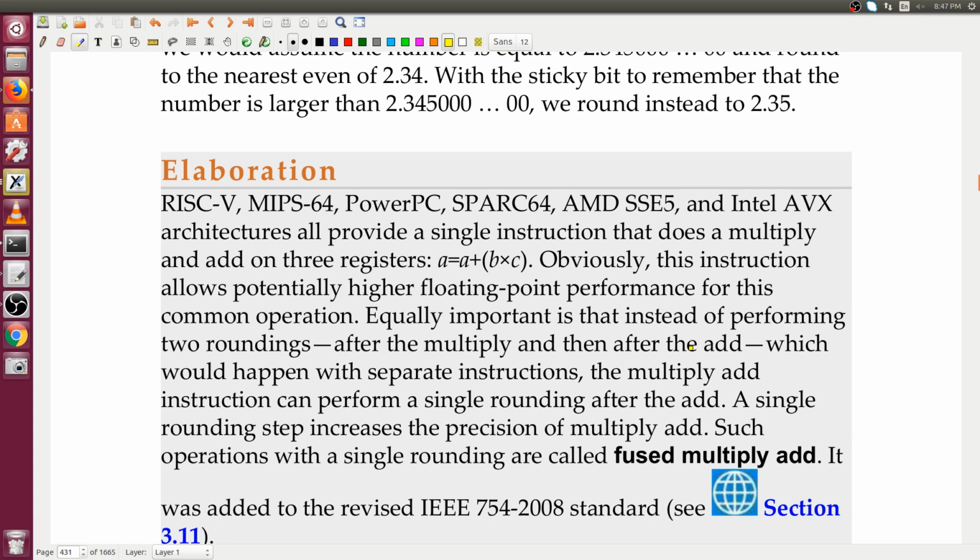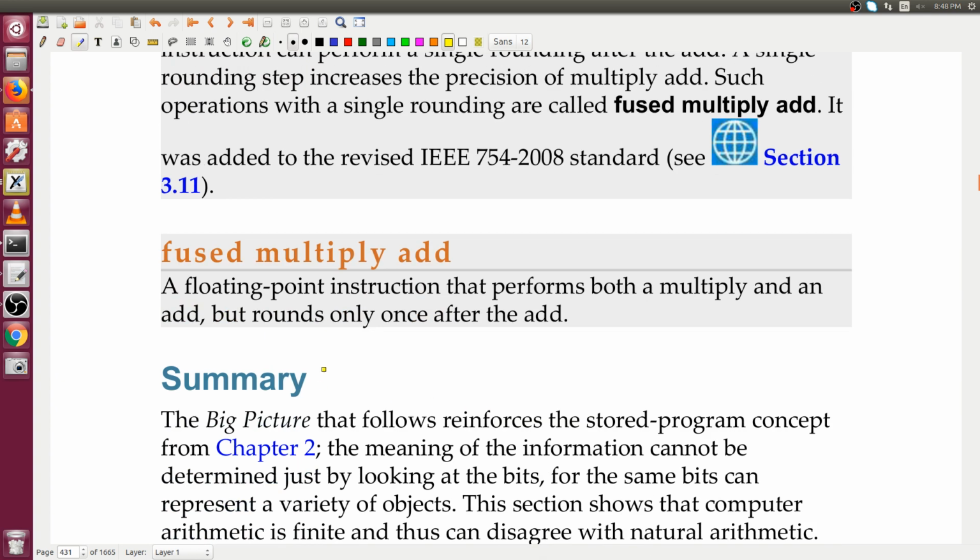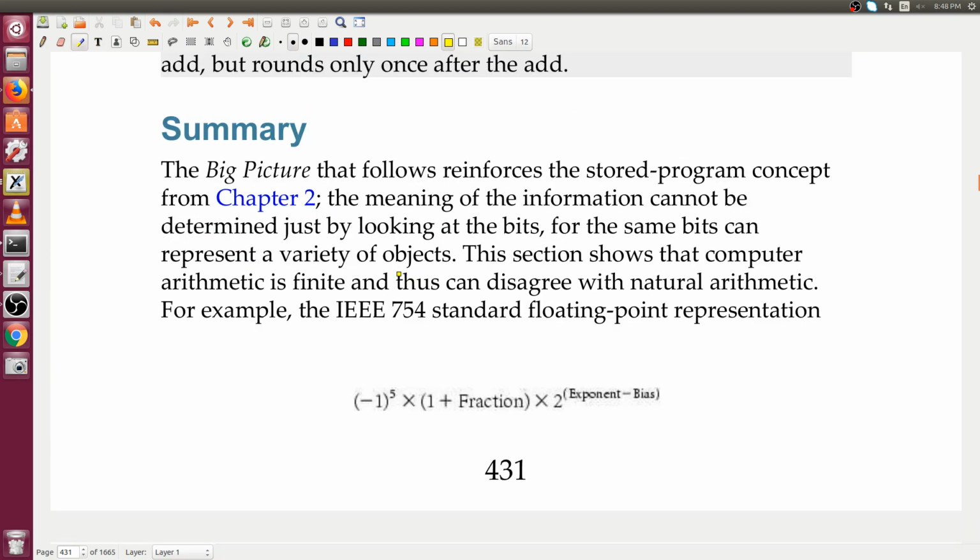In NVIDIA GPUs, the instruction is called FFMA. It's floating point fused multiply add, and that's in the NVIDIA instruction set. So we see it's everywhere. It's in all of these CPU architectures, and it's also in accelerator architectures. And that's just fused multiply add.